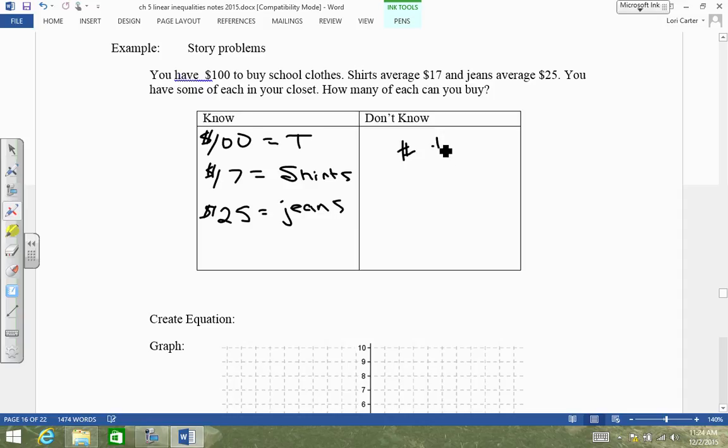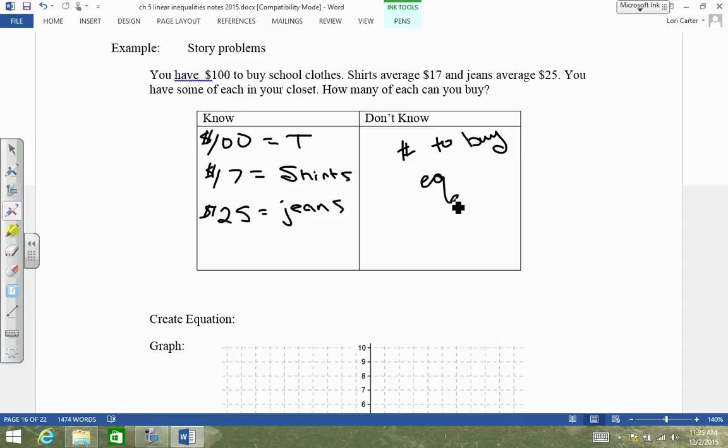Well, that's simple. You can buy 4 pairs of jeans. But then you can't buy shirts. I have some of each in my closet, so that means I don't have to buy everything, right? You don't have to buy everything. If I buy all jeans, I'm okay because I still have shirts in my closet. How many of each can you buy? These are things you need to know that aren't ever told to you.